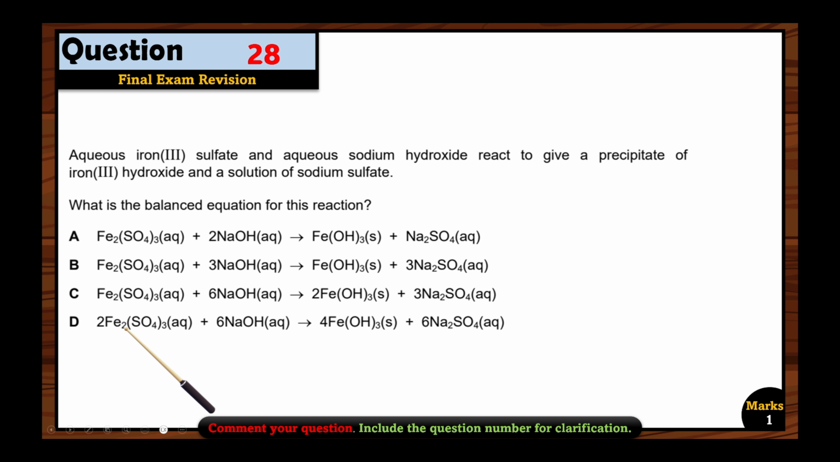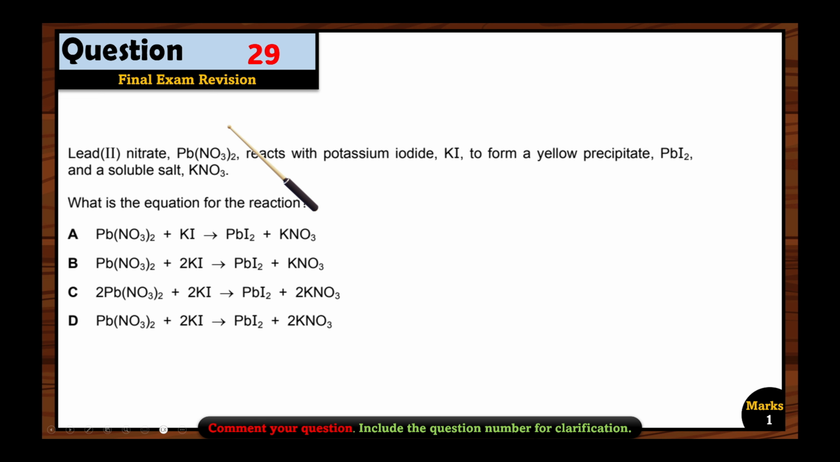Question 29. Lead nitrate, they have already given you the formula, reacts with potassium iodide to form a yellow precipitate and a soluble salt. All the formulas are already given in the question. What is the equation for the reaction? So now you just have to balance the equation. Lead nitrate is reacting with potassium iodide, and then you get lead iodide and then potassium nitrate. So now let's balance one by one.